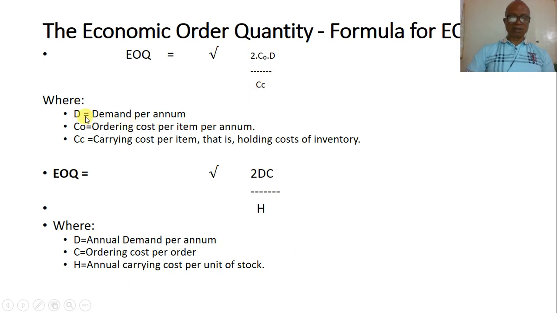What is the meaning here? Demand per annum, that's the D that we have there. Ordering cost per item, that's the CO, and then carrying cost per item is the CC. Okay, it's also taken here.